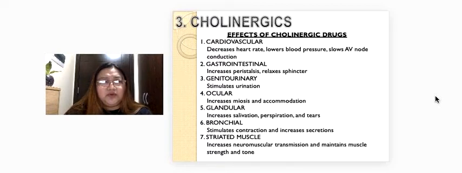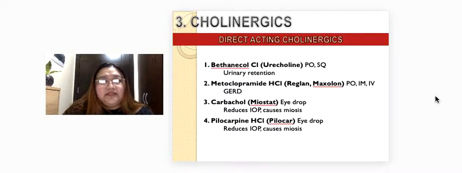Kaya kanina nabanggit ko ano nga ba yung sakit na nanghihina yung muscles? Myasthenia gravis. So, pwede ang cholinergic drugs sa mga patient na may MG to strengthen the weakened muscles. Okay? These are the direct-acting cholinergics. So, nabanggit ko na kanina yung mga indications nga, ano, bethanicol for urinary retention. If it is given as per orem, it's best 1 hour before or 2 hours after meals. But, kung may GI upset, you can give it with food. Metoclopramide for GERD. Carbacol and pilocarpine for glaucoma.